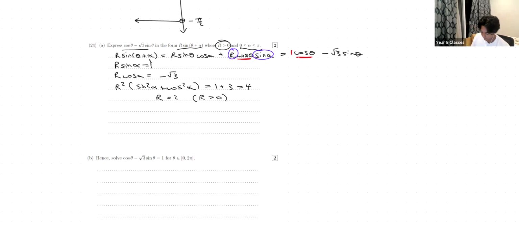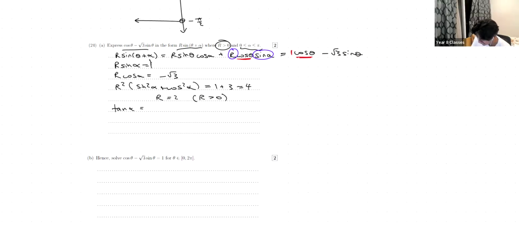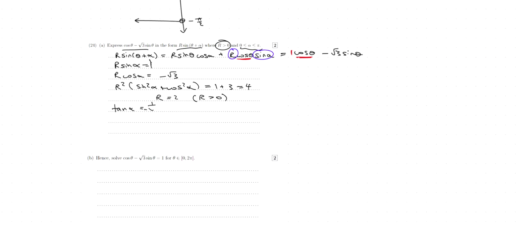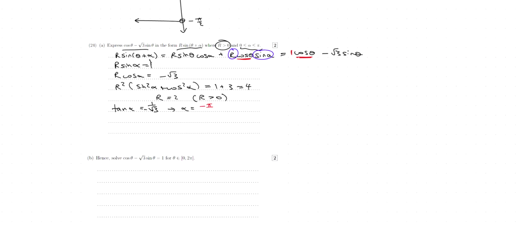And what is alpha now? You do sine over cos. So tan alpha equals 1 over minus √3. And therefore alpha is minus π/6. Okay, so be careful of your domain. It's between 0 and pi. So it'd be π/6.